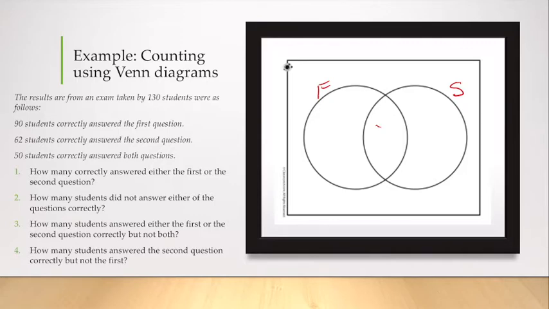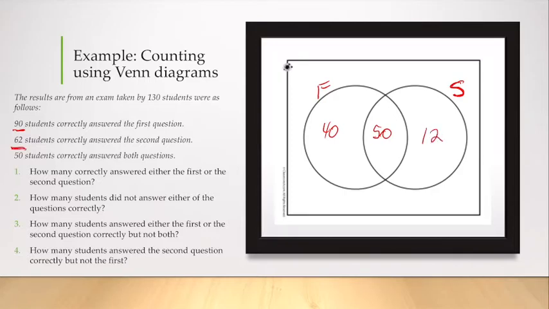Next, I want to figure out how much is in F. So if I had 90 students who correctly answered the first question, but I already have 50 in there, I only need 40 more. So see how everything in the circle of F adds up to 90? Same thing is true for S, our second question. That's going to give me 12 over here, because 12 plus 50 adds up to 62.